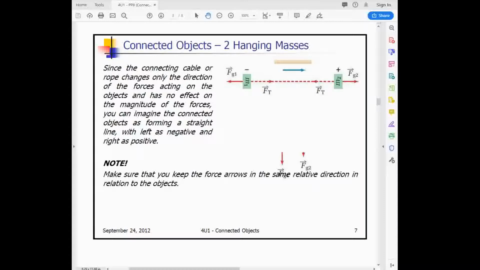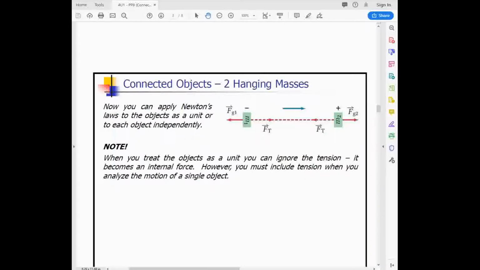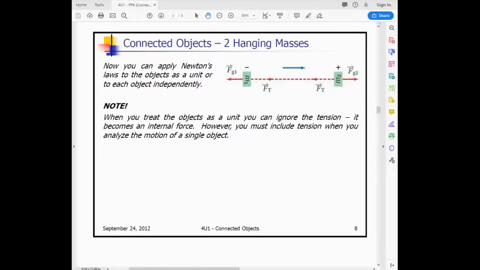So here's an example. They kind of show you that straightened out. So we had Fg1, the force of gravity on mass 1, is now pointing to the left. Fg2, the force of gravity on mass 2, is now pointing to the right. As long as they're opposing each other, then we know that we've rewritten this correctly. We've straightened out the problem, and now it's a bit easier to solve. So you can apply Newton's laws to objects as a unit or to each object independently, meaning that we can find the whole mass or the whole acceleration of the system, and the acceleration of the system will be equal to the acceleration of each individual object.